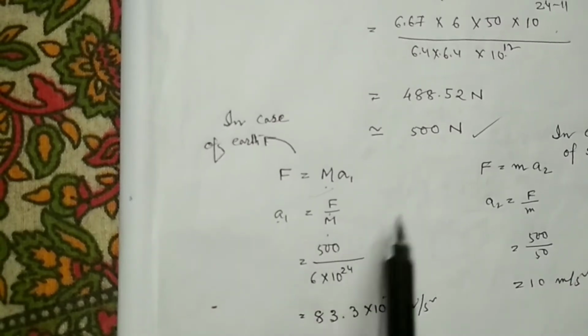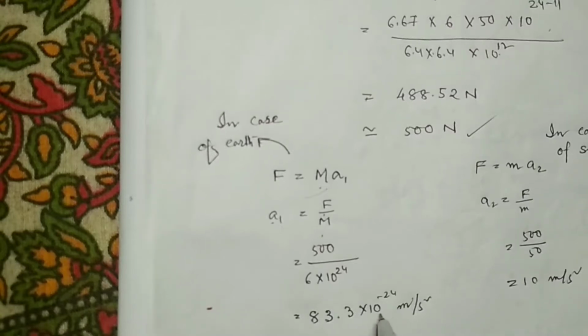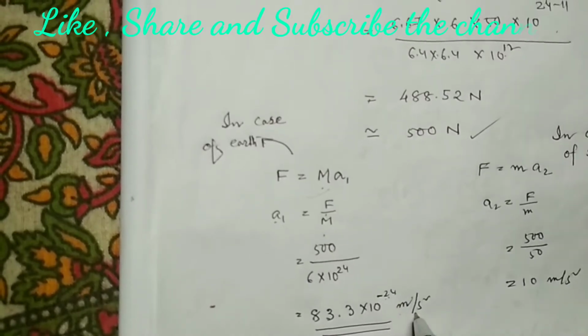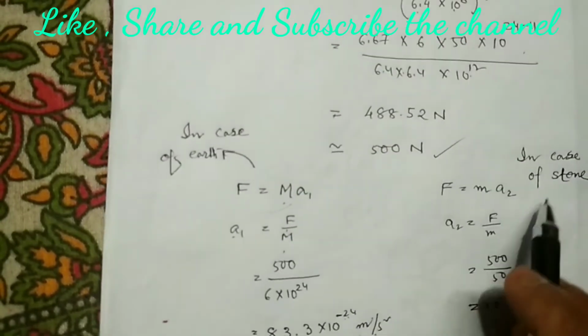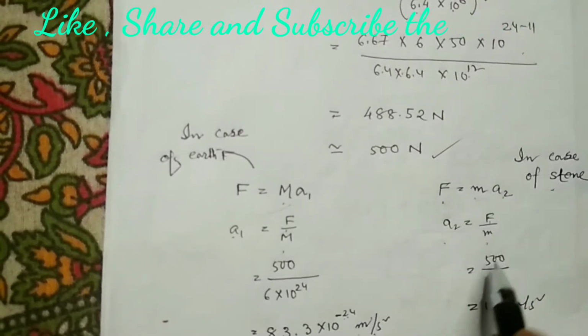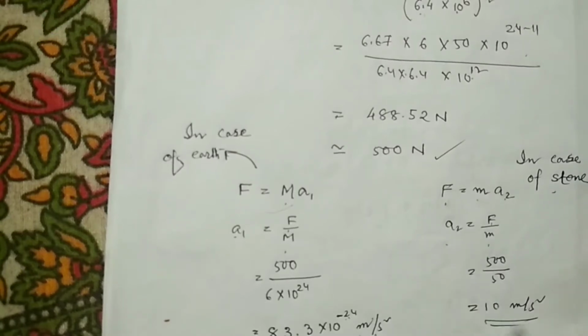Force is 500, already we have calculated, and mass is 6 into 10 to the power 24. This is the mass of the Earth. So, if you calculate, you are going to get approximately 83.3 into 10 to the power minus 24. So, it's a very small quantity, 10 to the power minus 24 meter per second square. Whereas, in case of stone, F equal to m a2. So, a2 will be F by m. Force is 500. Mass of the stone is 50. 10 meter per second square.